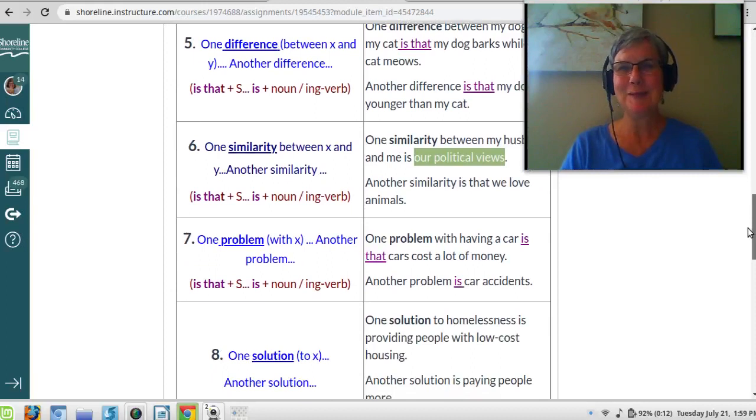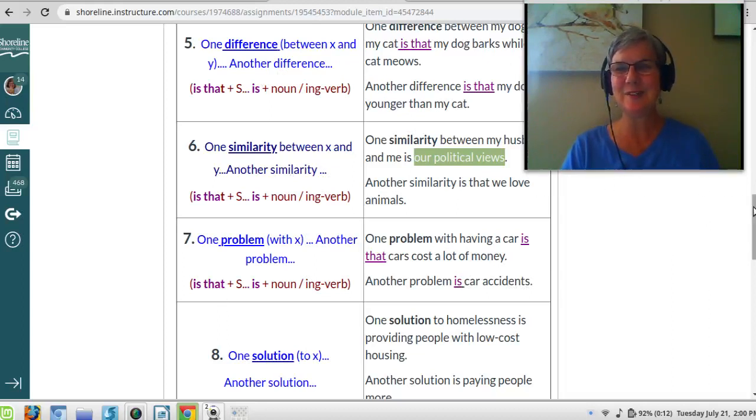Now we have problem. Problem we use with. One problem with having a car is that cars cost a lot of money. Another problem is car accidents, or is having a car accident. Problem with, similarity between, difference between.